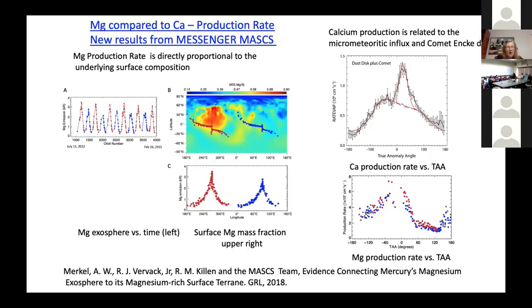So on the left side panel, you see every other year. The first year you see more magnesium. That's when we're over this magnesium-rich region. The next year you see less, when we're over the magnesium-poor region. And that shows that the exosphere is directly sourced from the surface. That may sound obvious, but it's only true if the magnesium doesn't completely travel all the way around the planet.